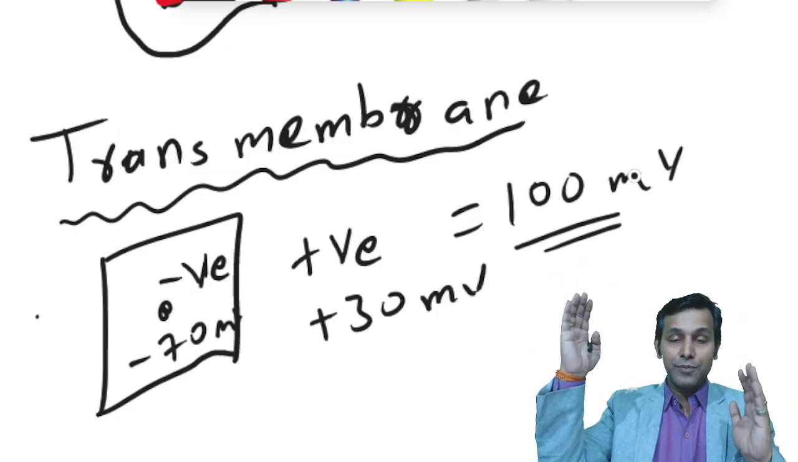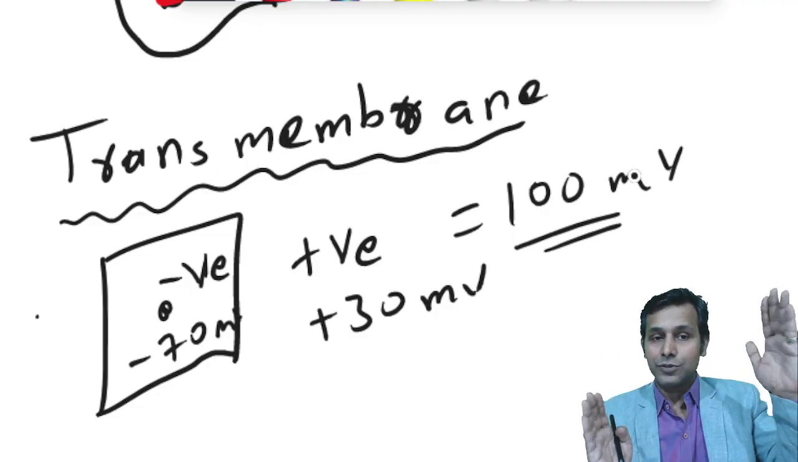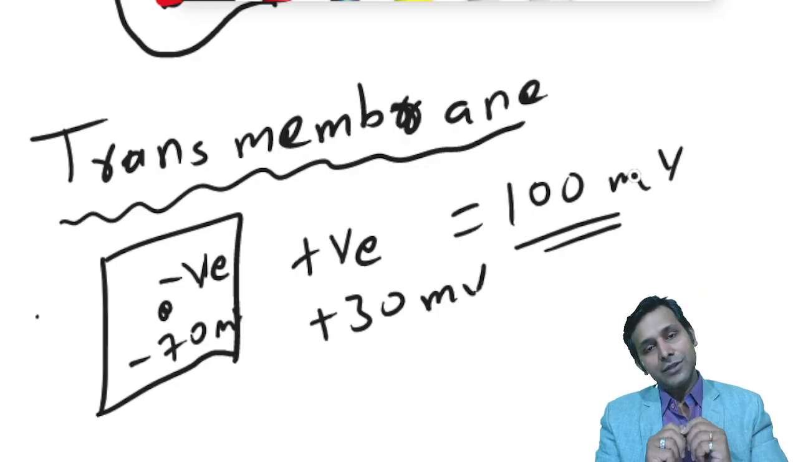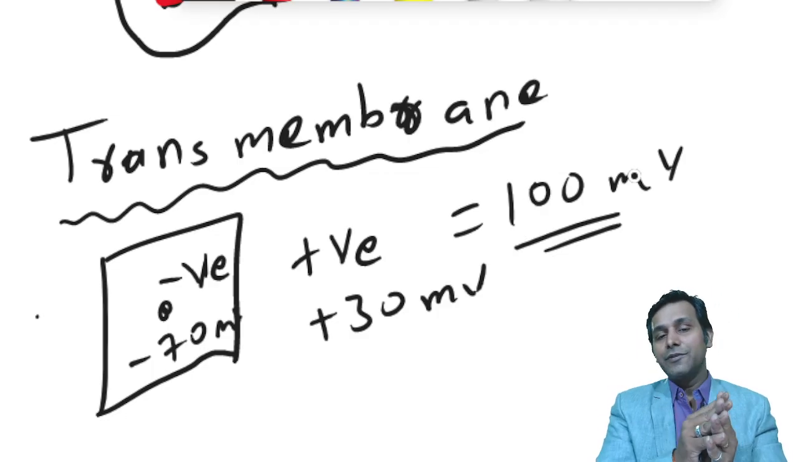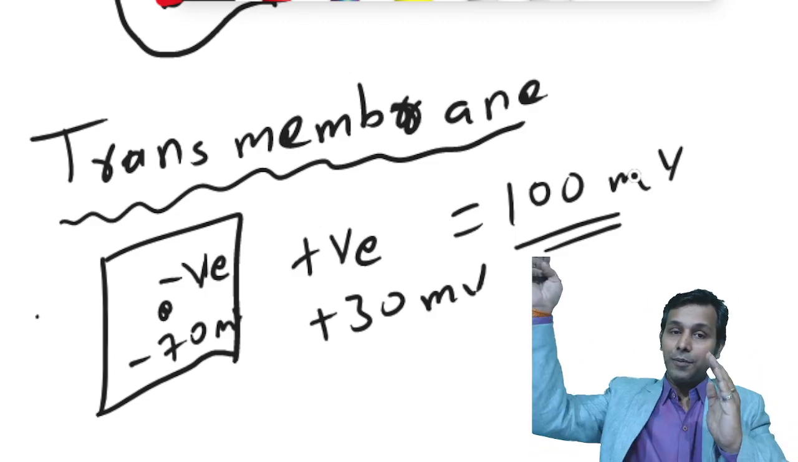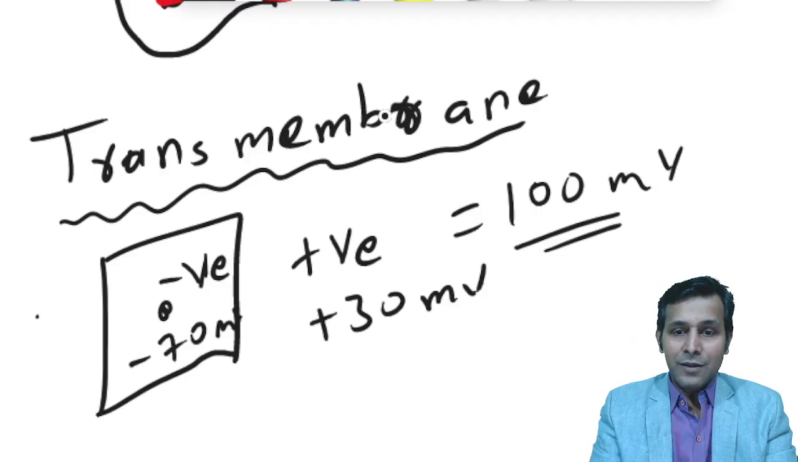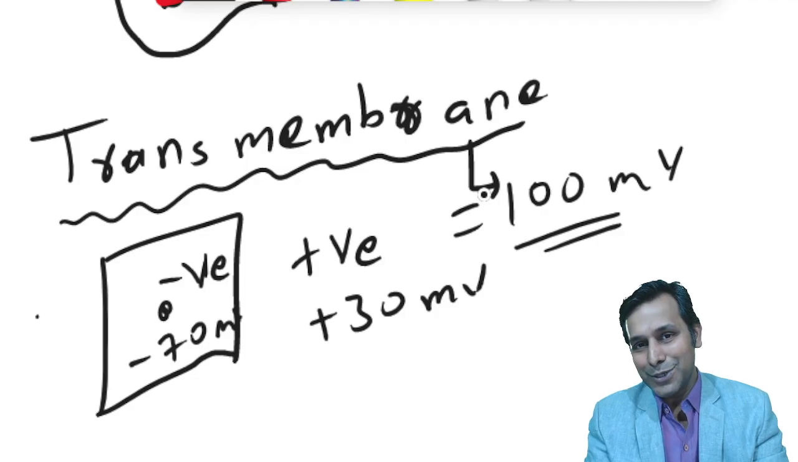So when we use the word transmembrane gradient, we are using the voltage difference across the two sides of the membrane. So we consider the outside voltage in this case, and here it becomes plus 30 outside and minus 70 inside. So the overall difference from plus 30 to minus 70 will be 100 millivolts. So in this case, the transmembrane gradient is 100 millivolts.